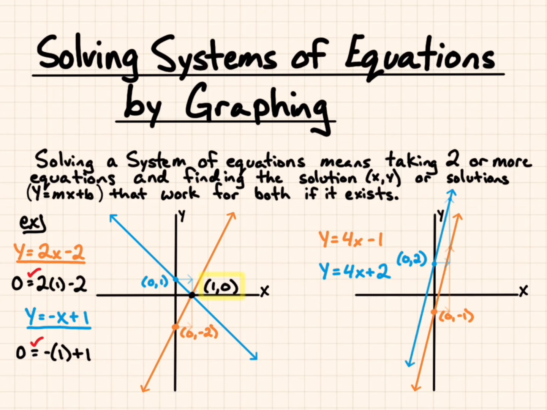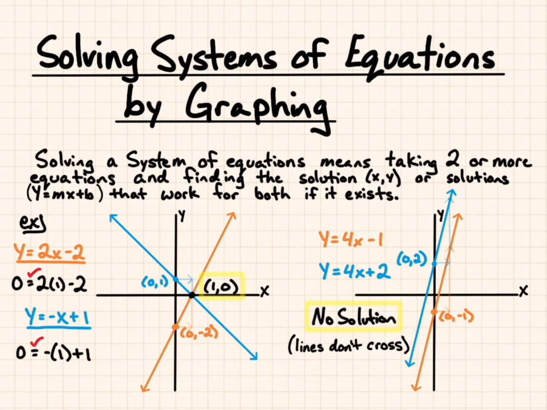Now, because these have the same slope, they're always going to be the same distance from each other. These are two parallel lines. In this case, we have no solution. If they have the same slope but different y-intercepts, you can say that there's no solution, or you say that the lines don't cross. But our answer is no solution.